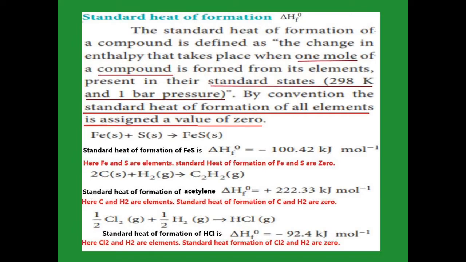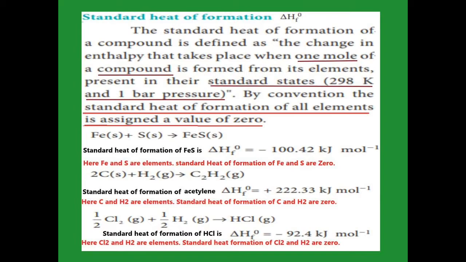Standard heat of formation. Before seeing the definition, first see the equations. The first equation is FeS, ferrous sulfide, a compound formed by Fe plus sulfur. Fe is the element iron, which when combined with the element sulfur gives the FeS compound. In that process, some amount of energy is evolved, which means a negative quantity: delta Hf0 = -100.42 kJ mol^-1.